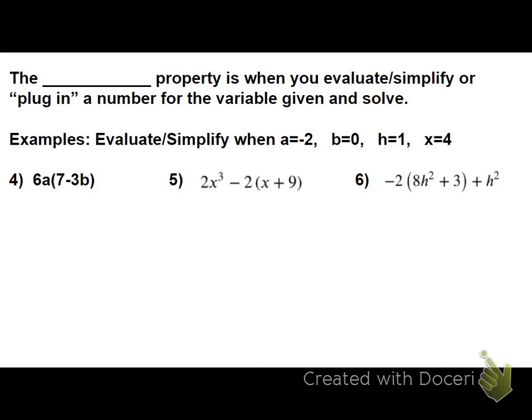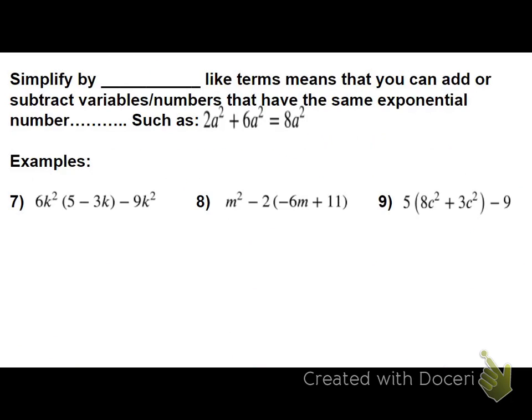All right, last little part of our notes here. Simplifying by blank-like terms means that you can add or subtract variables and numbers that have the same exponential number, such as 2a squared plus 6a squared equals 8a squared. Because these are considered like terms, I can combine them. So what's 2a squared plus 6a squared? 8a squared. Are these two numbers equal? Yes. So that means we did it correctly.